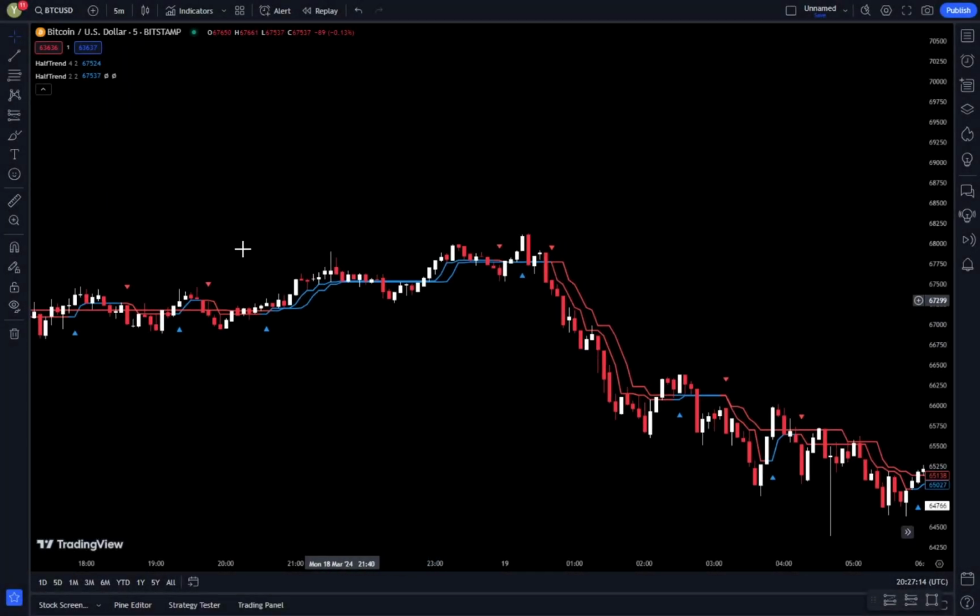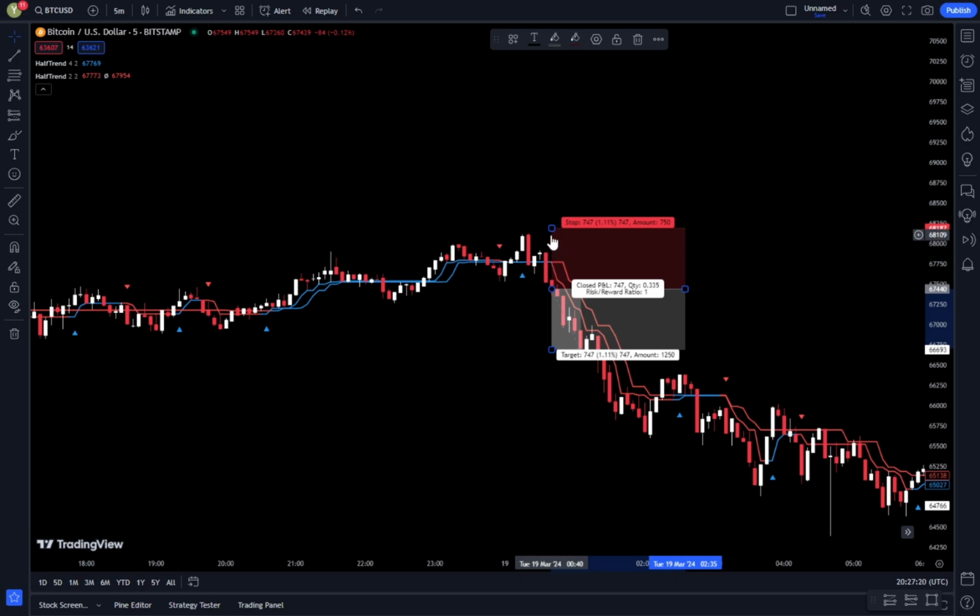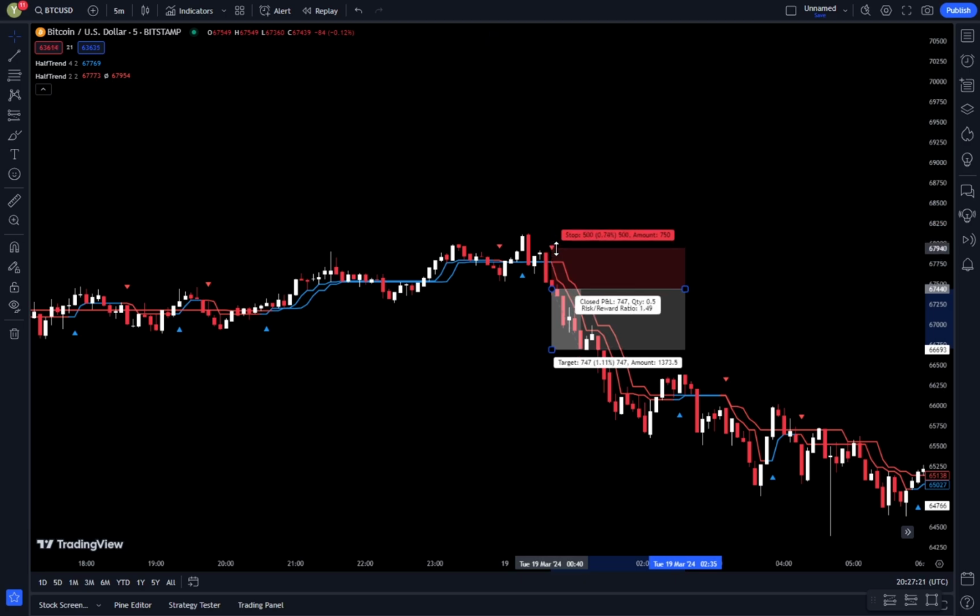On the flip side, if you see a red arrow and both half-trend lines are red, that's your signal to sell. Place your sell order after the current candlestick closes, set your stop loss at the highest point of the sell signal arrow, and aim for that same target take profit ratio.